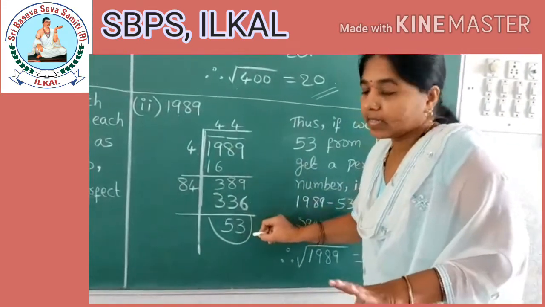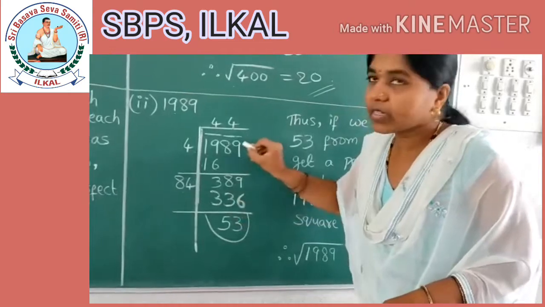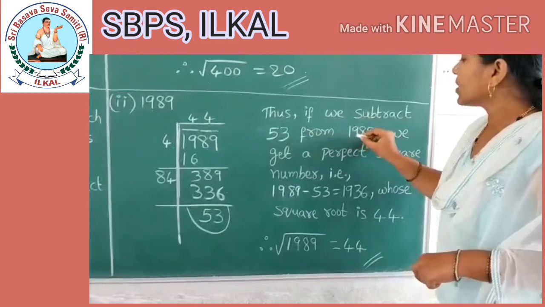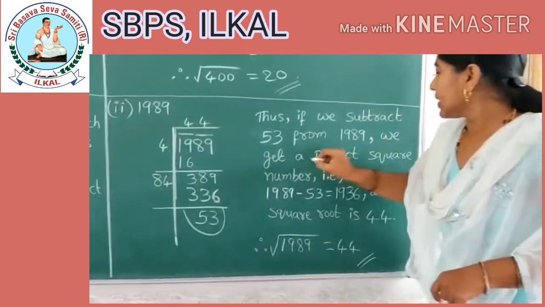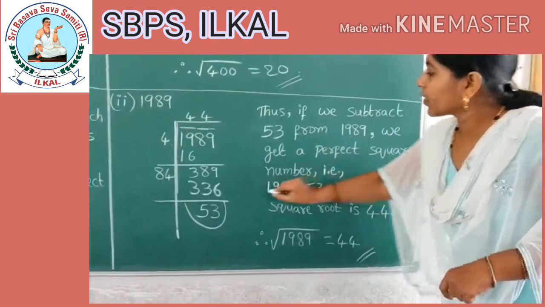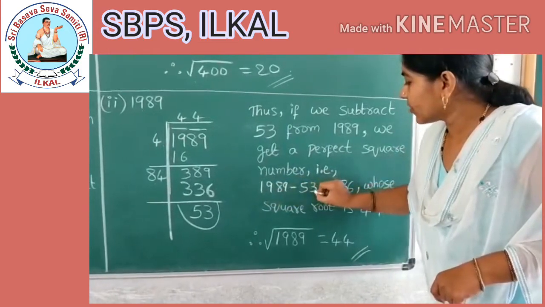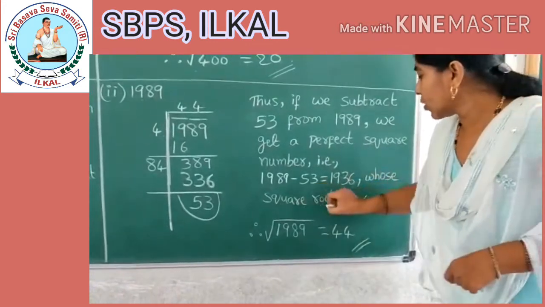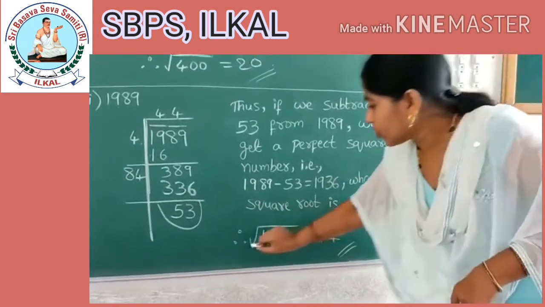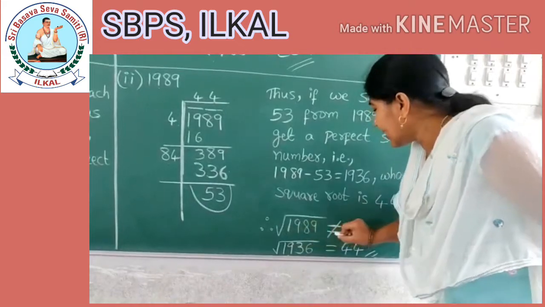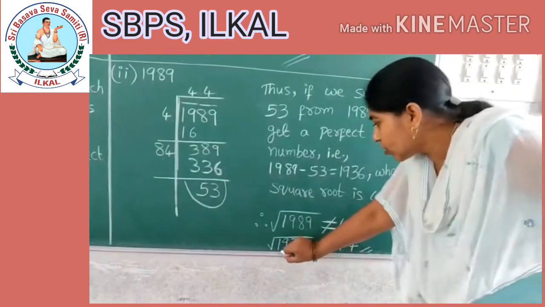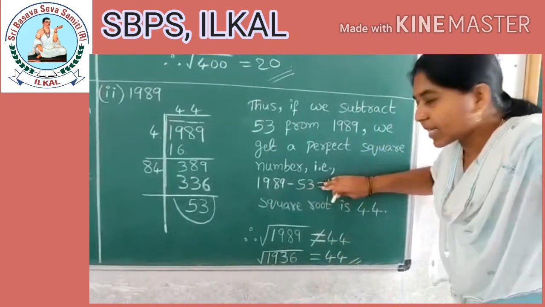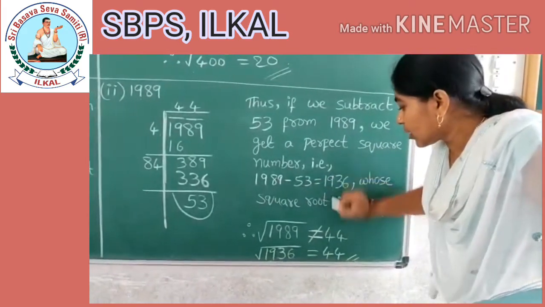Then 53 remained. This number we have to subtract from the given question. Thus, if we subtract 53 from 1989, we get a perfect square number, that is 1989 minus 53 is equal to 1936, whose square root is 44. Therefore, the square root of 1989 is not equal to 44, children. It is the square root of 1936 that is equal to 44. Because after subtraction, what you got, that square root only we got.